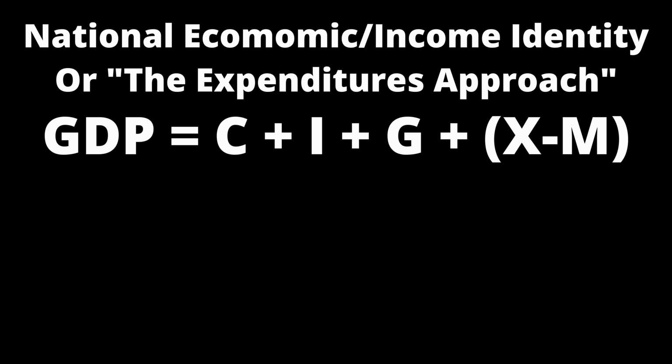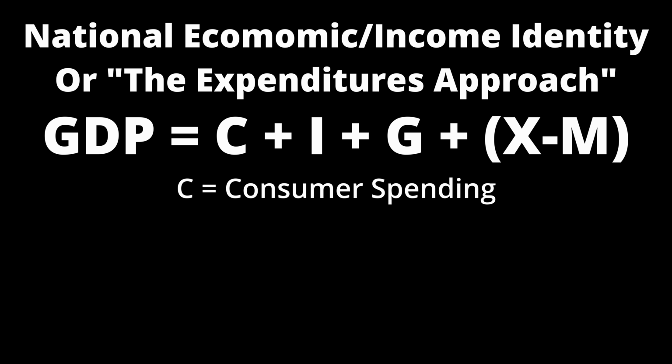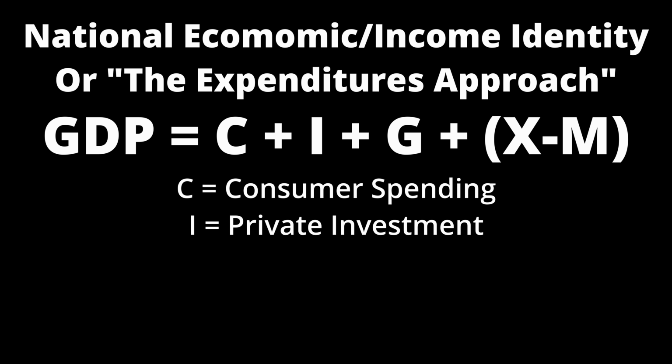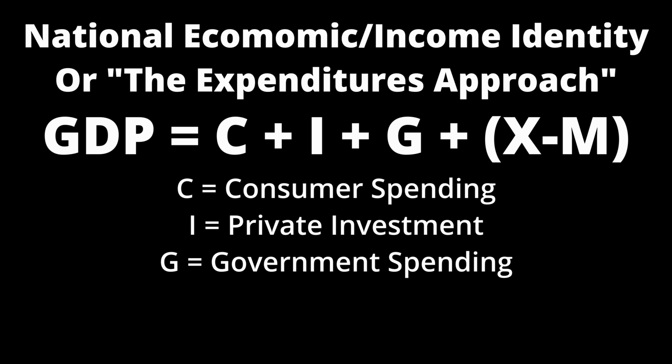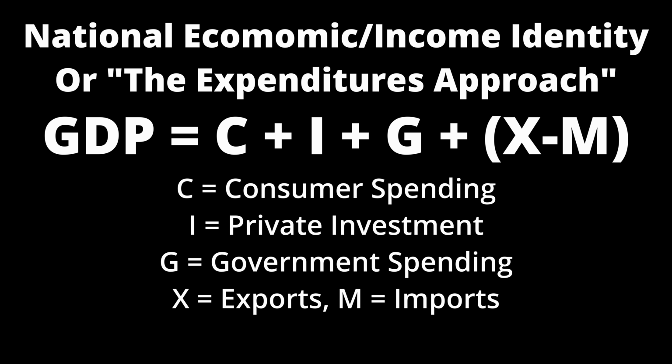First, let's break down this identity. This is the expenditure approach to calculating GDP. What this means is that GDP equals consumer spending plus private investment plus government spending plus exports minus imports, which is net exports. And the reason for this is because every dollar spent is someone else's or another entity's dollar earned. So the totality of GDP can be calculated as the total expenditures.